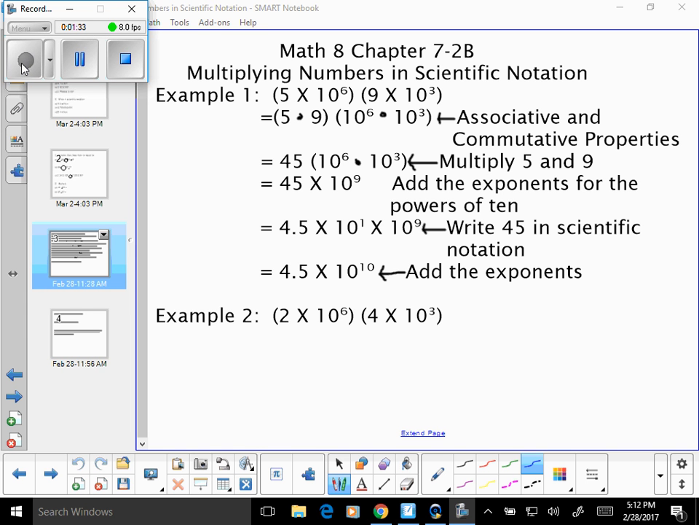The problem is my answer is not in scientific notation. This is not scientific notation. 45 is really 4.5 times 10 to the 1st power, and then I still have times 10 to the 9th. Now I can take my 4.5 and bring it straight down. Now I have to add these two exponents to get 10, and my answer is 4.5 times 10 to the 10th power. Let's look at example 2.